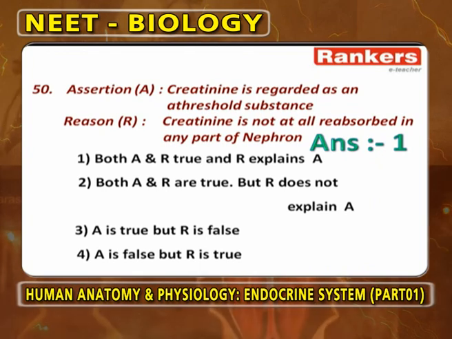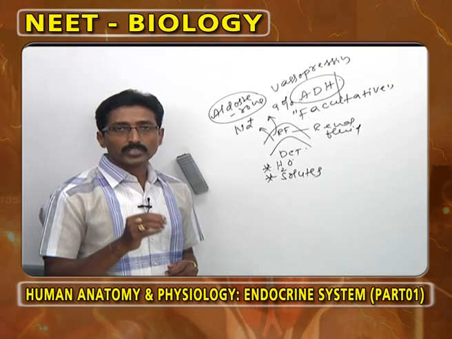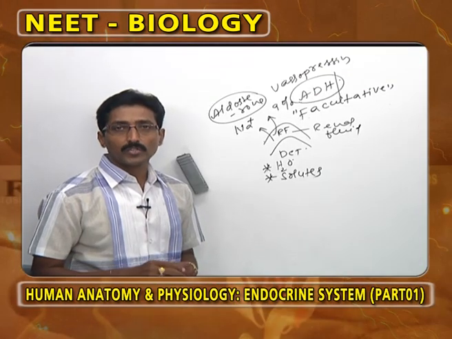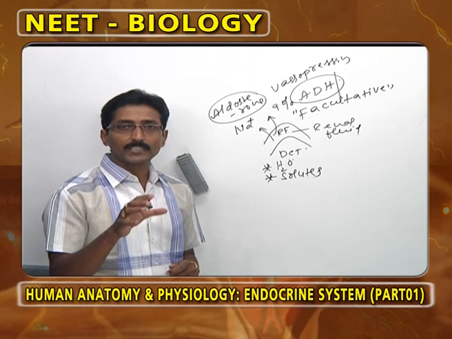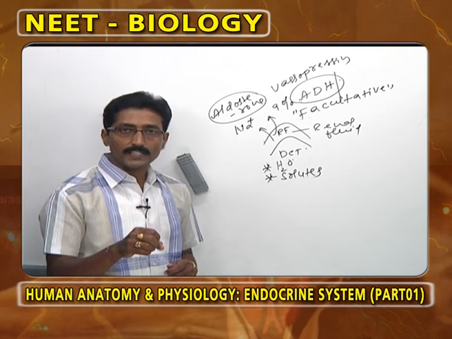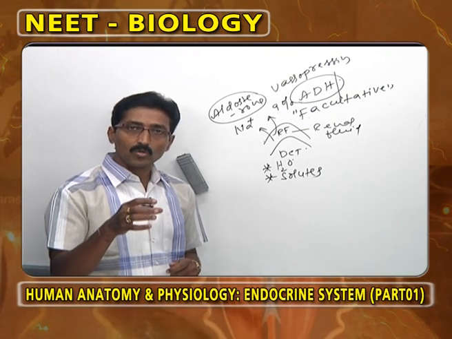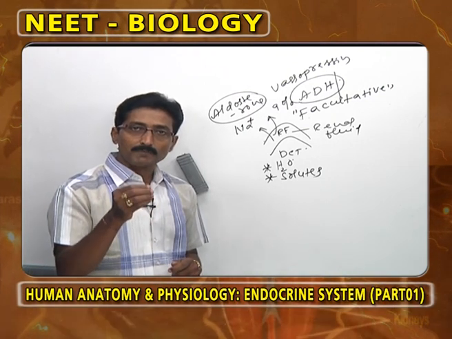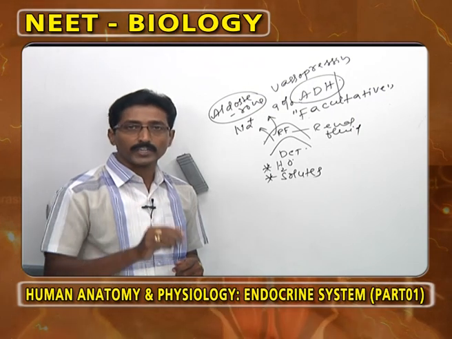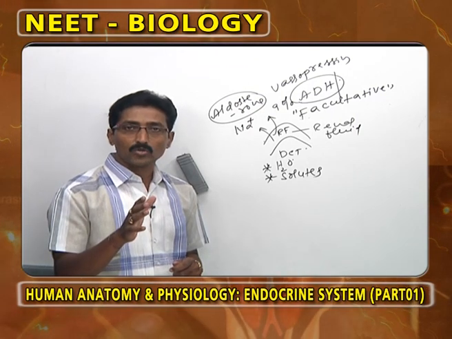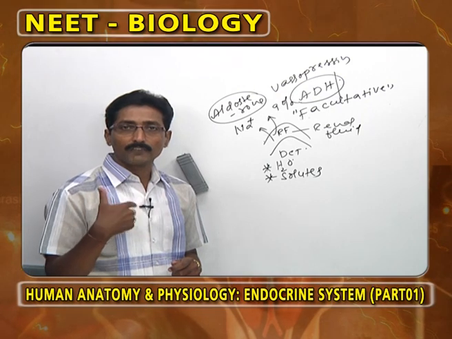Assertion: Creatinine is regarded as an athreshold substance. Now we have a good idea: high threshold, low threshold, athreshold. What is meant by high threshold? They are necessary, they must be absorbed. What about low threshold? They are absorbed in less quantity. What about athreshold? They are not necessary for our body.